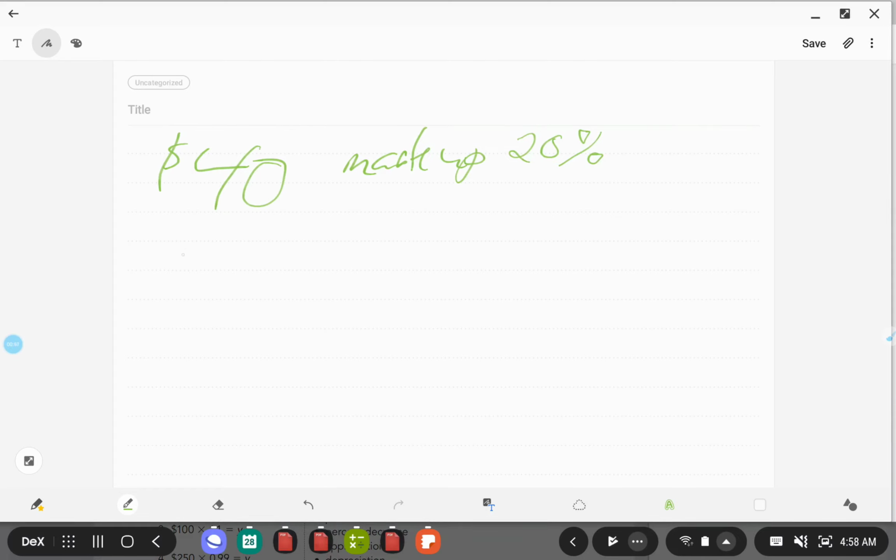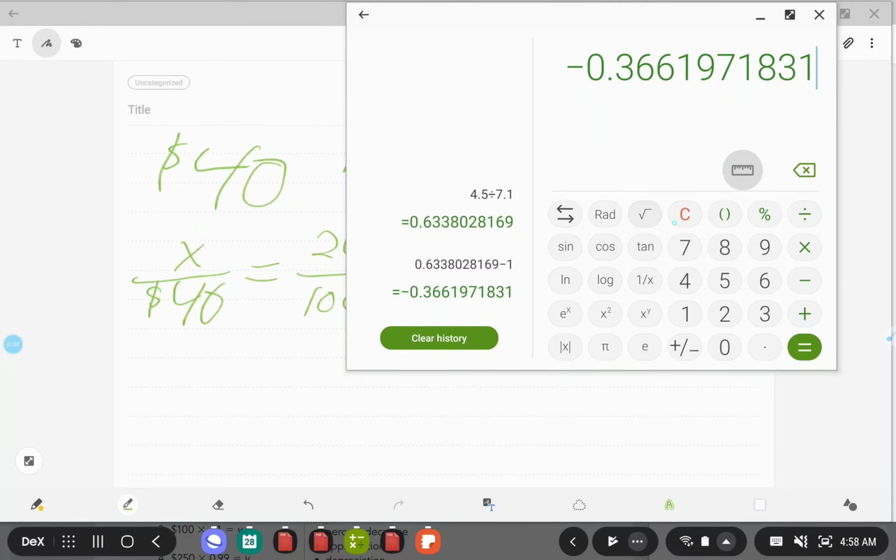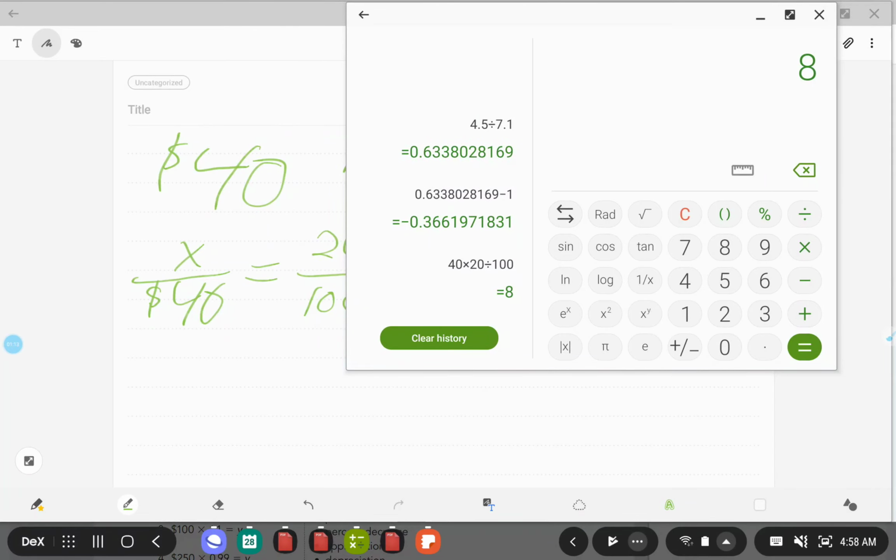We could do it where we look at 40 as the whole or the original. We use our proportion. We do 20%. And then we add it, right? So if you did that, that would come out to 40 times 20 divided by 100, which comes out to $8.